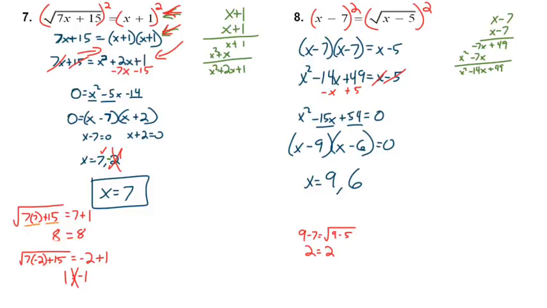The 6, however: 6 minus 7 is negative 1. And I don't care what you do, there is no square root on the face of the planet where, when you take the square root of something, you are ever going to get a negative 1. Now, cube root, yes. A square root, no. 6 minus 5 is 1. Square root of 1 is positive 1. So that one does not work.